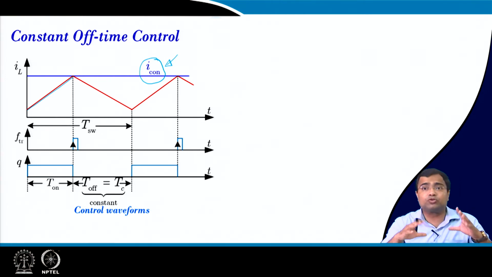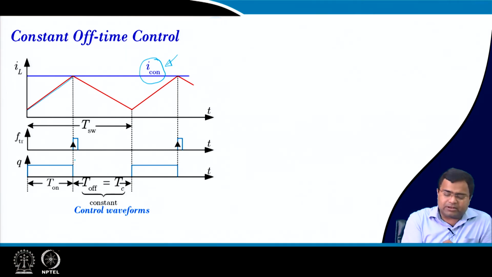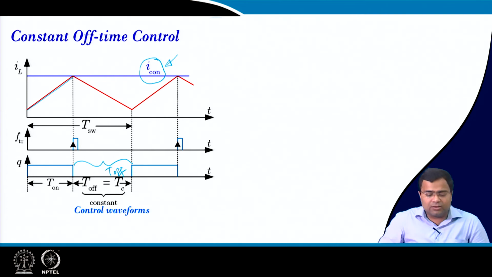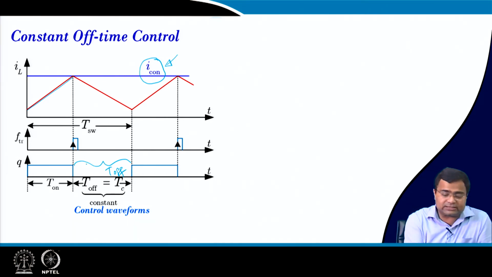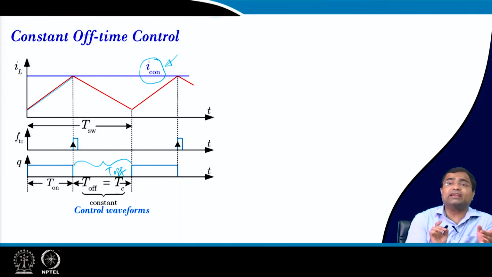So, it will trigger the monoshot timer, and the monoshot timer will turn off the switch for a fixed duration, which is our off time. So, this is the fixed interval when the monoshot timer will be enabled and the switch will be off. Once the timer has elapsed the off time, then the switch will turn on again.